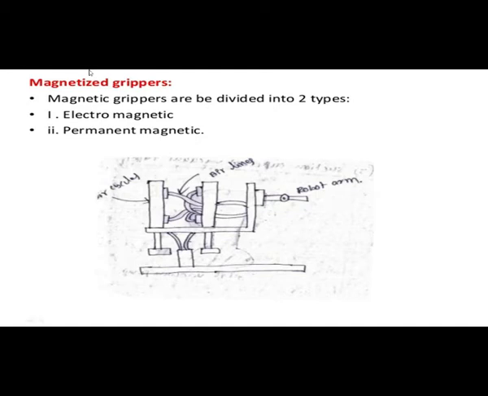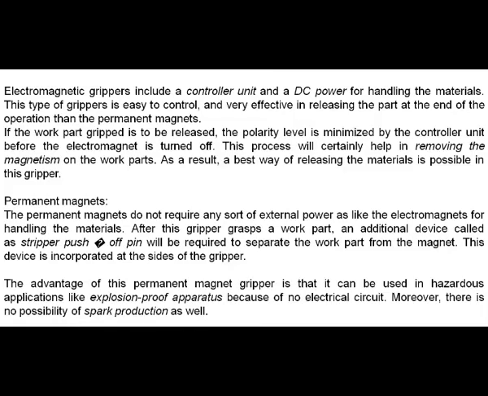In this slide, magnetized grippers are classified as follows. Two types are there, electromagnetic and permanent magnetic. These would be suitable for this means of handling, especially when the materials are handled in sheet or platform type. Electromagnetic grippers include a controller unit and a DC power supply for handling the materials. This type of gripper is easy to control and very effective in releasing the part at the end of the operation, unlike the permanent magnet.